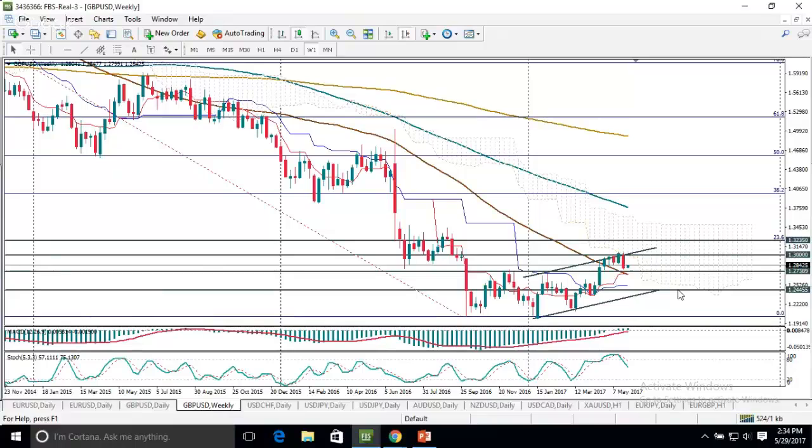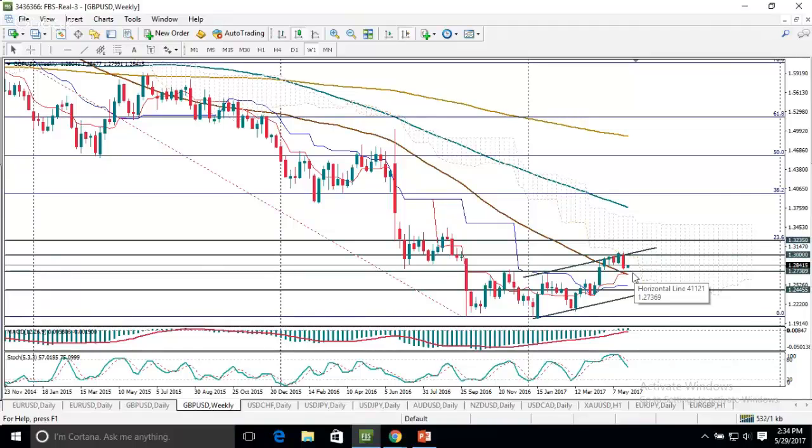The pair is still above the high of January, around 1.2705, and there is also support of the 50-week moving average, which is also located near 1.27, just above this landmark. So I think this will be an important support if the British pound is able to stay above this line.